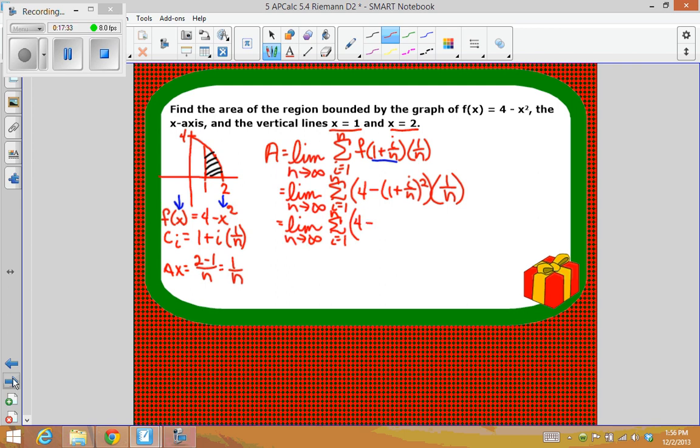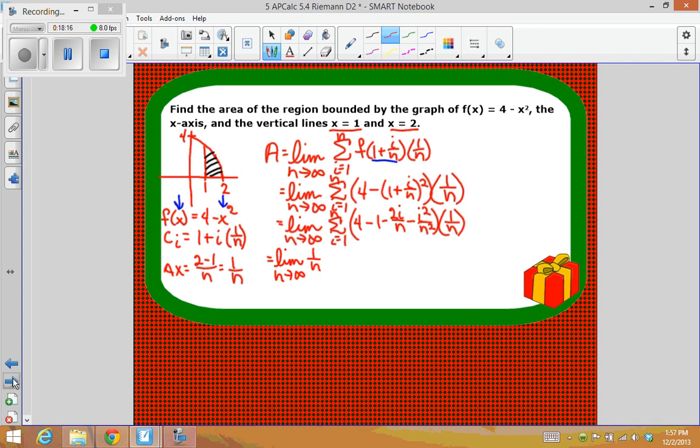and if I square that out, first is 1, outside and inside gives me 2i over n, but with the negative distributed through, minus 2i over n, and then your last is plus i squared over n squared, but with the negative comes minus i squared over n squared, times the 1 over n. Okay, so working through this and simplifying what we can, we've got the limit as n goes to infinity. I'm going to pull my 1 over n out to the front.